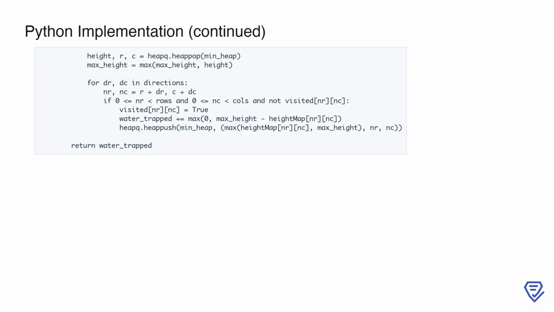After calculating the trapped water, we mark the neighboring cell as visited and push it onto the heap, using the greater of its own height or the max_height to maintain accuracy for future calculations. Once all cells have been processed, the total water_trapped value is returned, representing the solution to the problem. This algorithm efficiently computes the trapped water by combining a priority queue with breadth-first search principles.